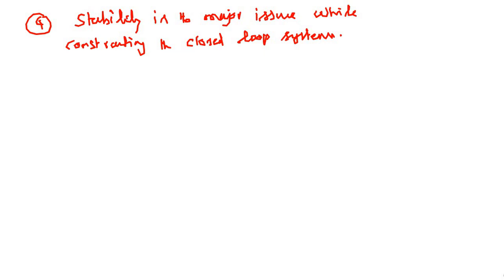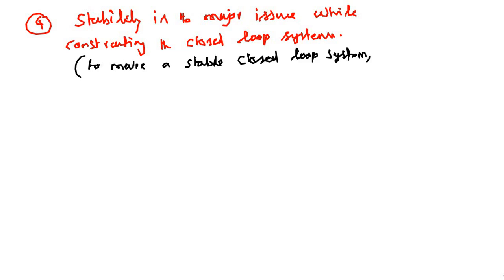So while designing the closed loop system, you need to have more care as an engineer, so that you can make the system stable. To make a stable closed loop system, we need to take more care. More care means the calculations and the quality of the components should all be highly accurate, so we have to have more care in the design and implementation.